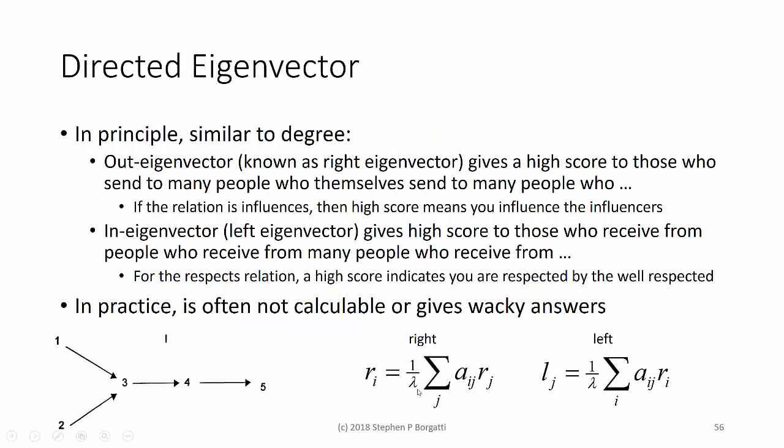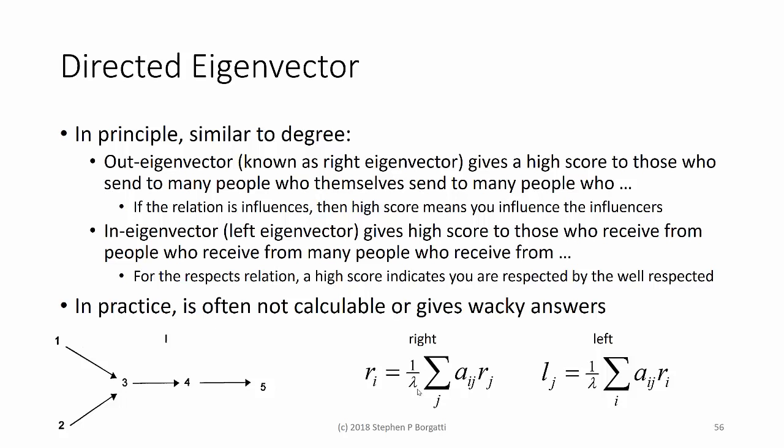Now, the one that's kind of cool is directed eigenvector. And if you remember, eigenvector is the one where you have a score that's high if you're connected to many people who themselves have a score that's high. It's like you're connected to the well-connected. That's often what we really want, right? And I called it high school kind of popularity. It matters who your friends are. If they're all outcasts, it doesn't really add to your popularity.